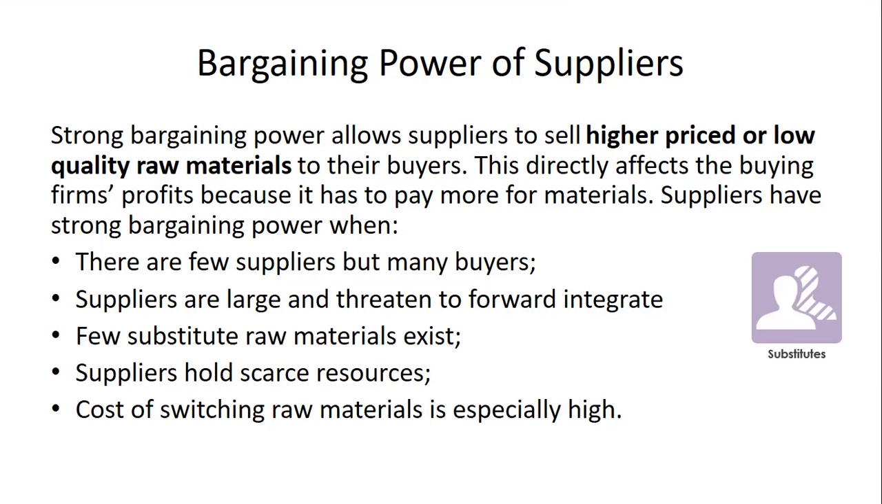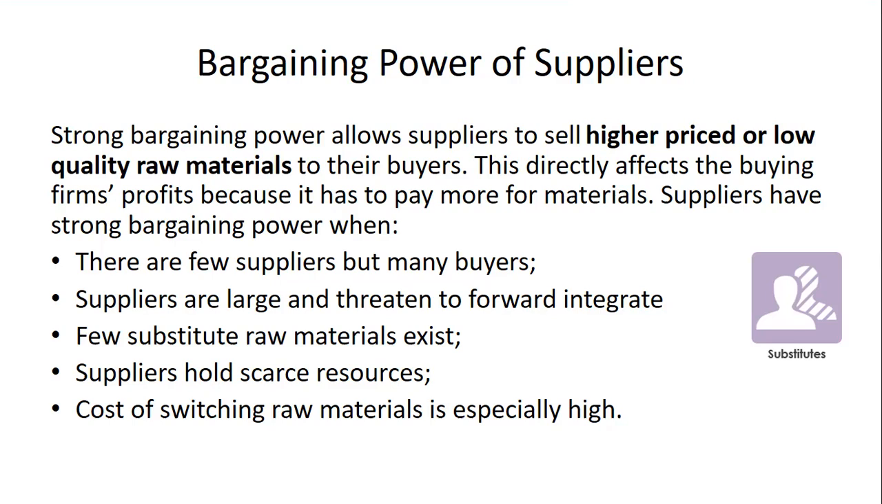So suppliers have strong bargaining power when. So these are the conditions when the strong bargaining powers can be exhibited. So there are few suppliers but many buyers. Suppliers are large and they threaten to forward integrate.